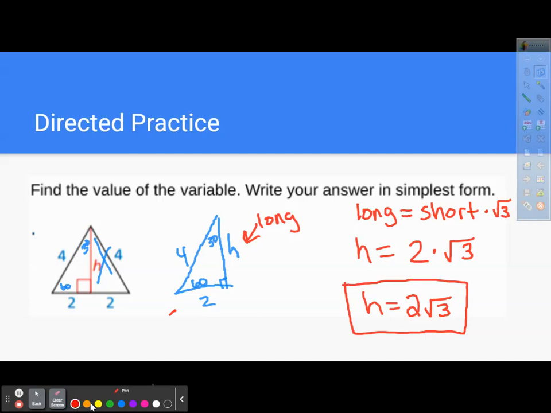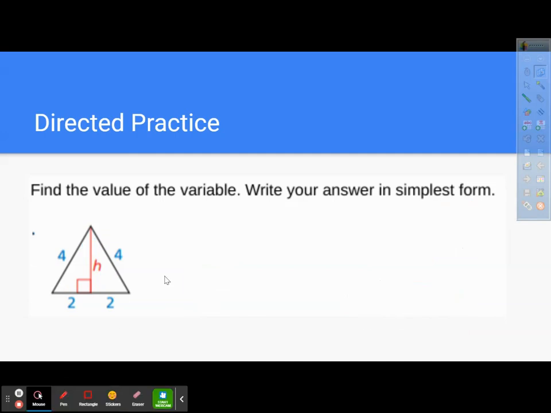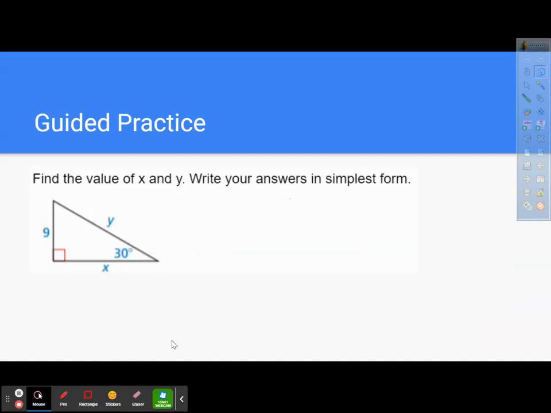All right, try this one with your partner. Find the value of x and y. Write your answer in simplest form. So you need to plug in 9, x, and y, and then work this one out with your partner. You need to find x and y.